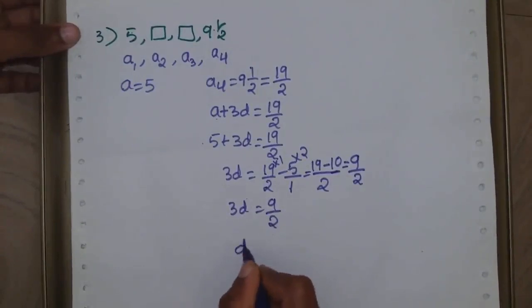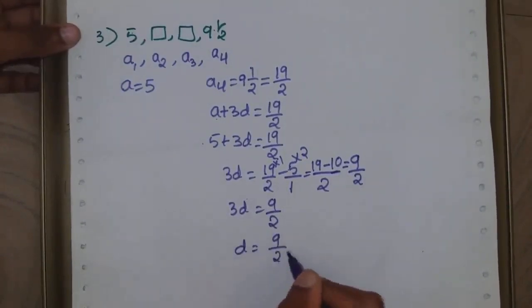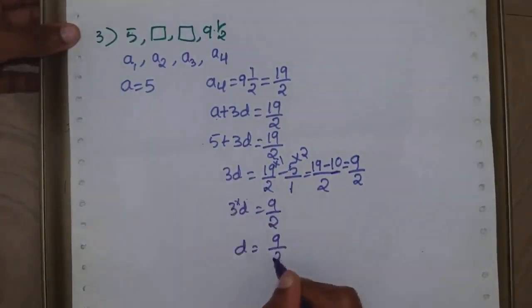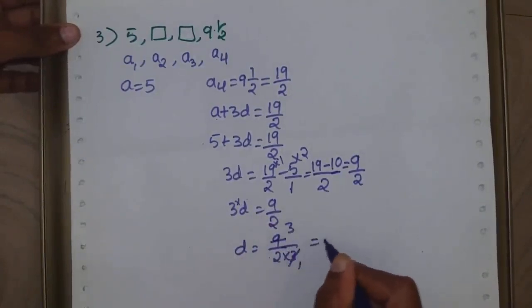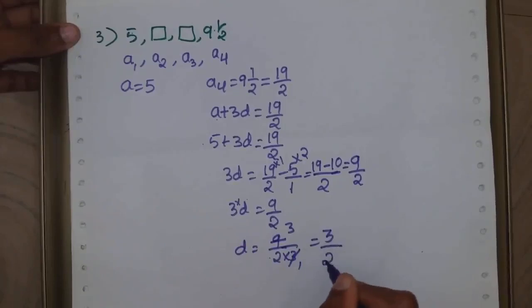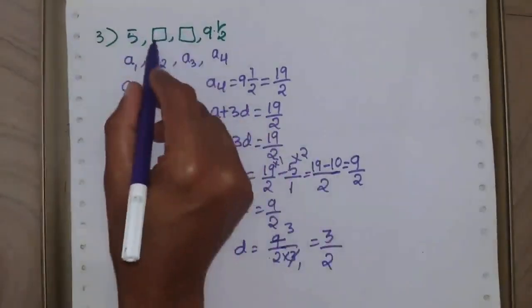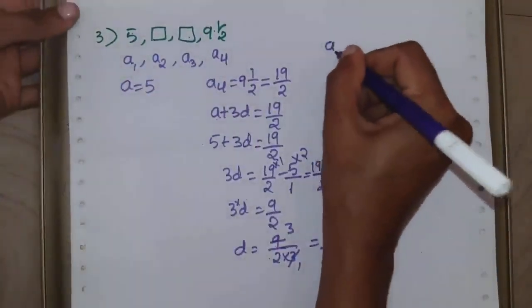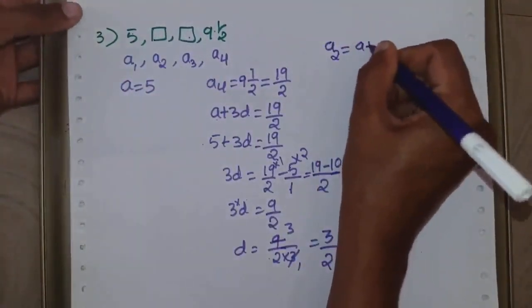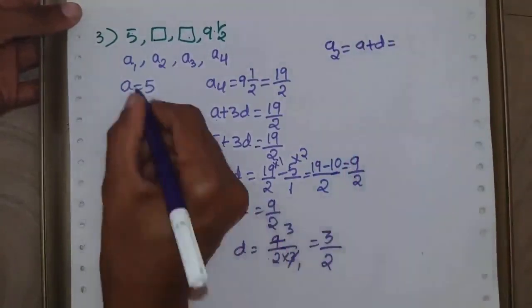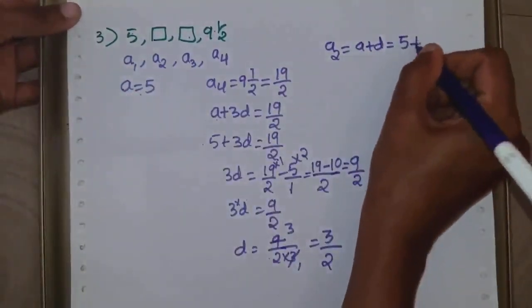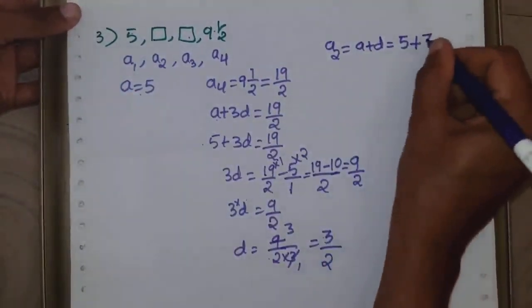Yes, D is 9 by 2, into 3 becomes here divided by 3. 3 1s are 3, 3 3s are 9. Yes, this is D is 3 by 2. Yes, now we need to find out A2 and A3. A2 is A plus D. Yes, A is 5 plus D is 3 by 2.